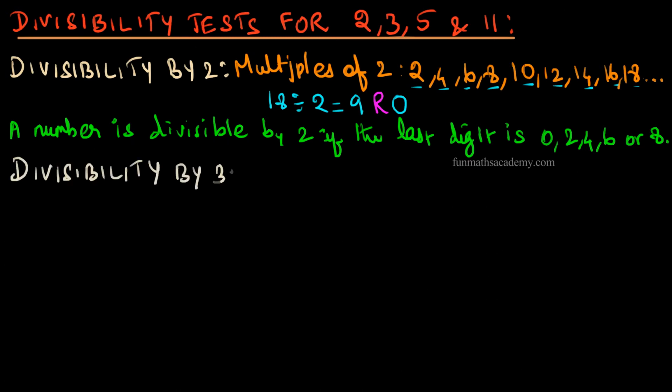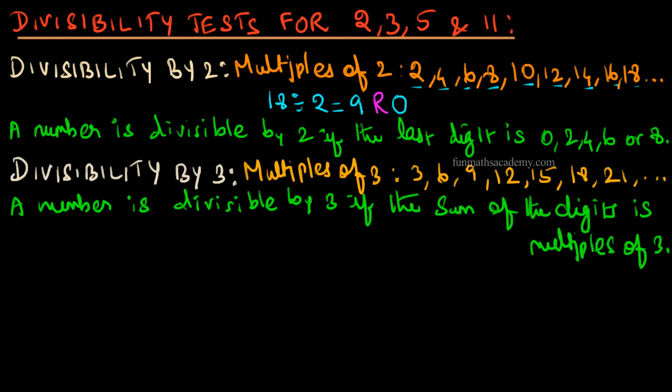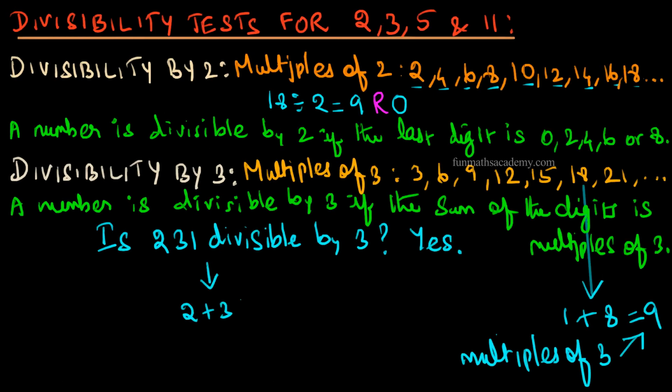Next, the divisibility rule for 3. When you observe the multiples of 3, there doesn't seem to be any common pattern here. But you can note that when the sum of the digits is divisible by 3, then that number is a multiple of 3. For example, consider 18. The sum of the digits of 18 is 1 plus 8, which is equal to 9. 9 is divisible by 3 and so 18 is also divisible by 3. Now tell me, is 231 divisible by 3? By the divisibility rule, the sum of the digits, that is 2 plus 3 plus 1, is equal to 6. 6 is a multiple of 3, right? So 231 must be divisible by 3.